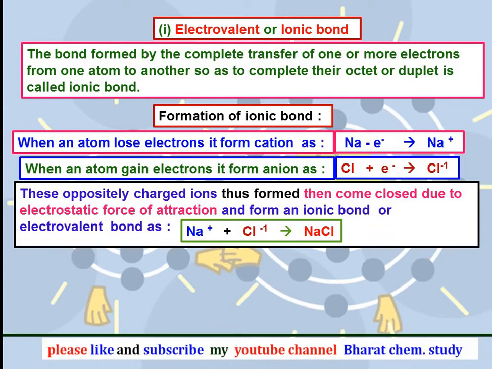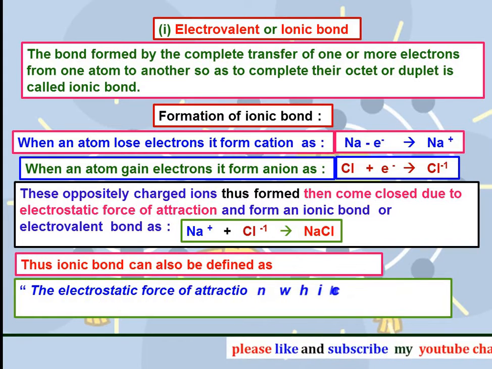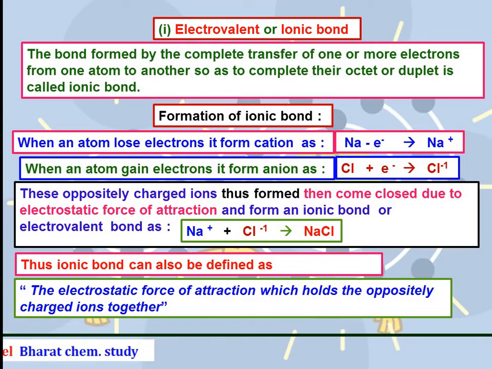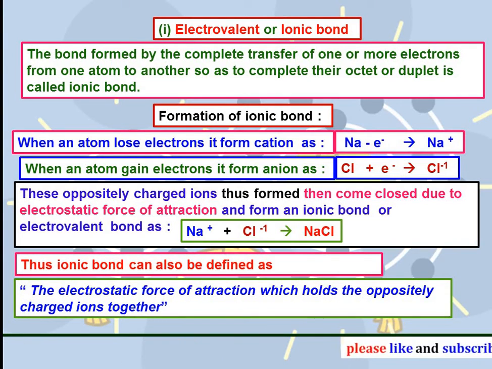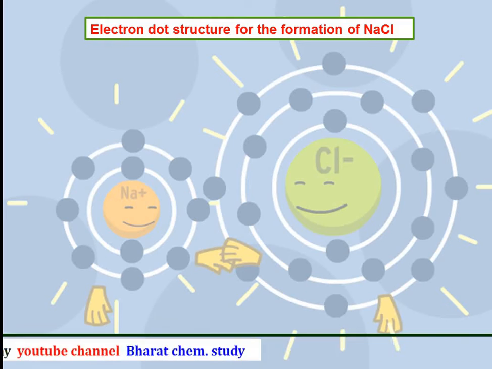So the definition of electrovalent or ionic bond can also be written as that electrostatic force of attraction which holds the opposite charge ions together is called ionic bond or is called electrovalent bond. Now, electron dot structure of formation of NaCl. The representation of formation of dot structure is different.